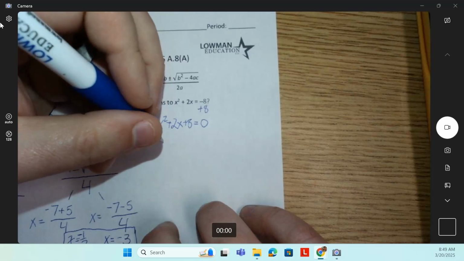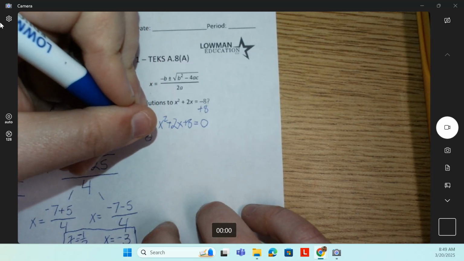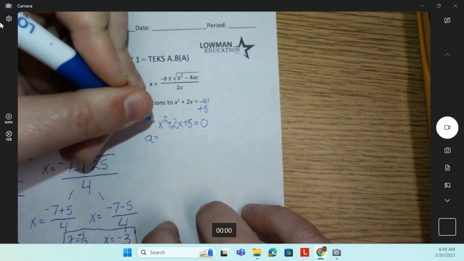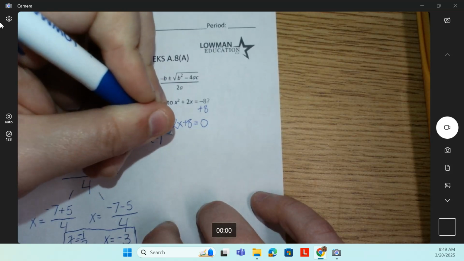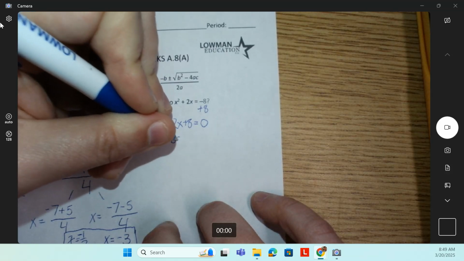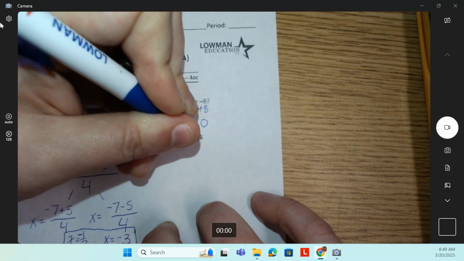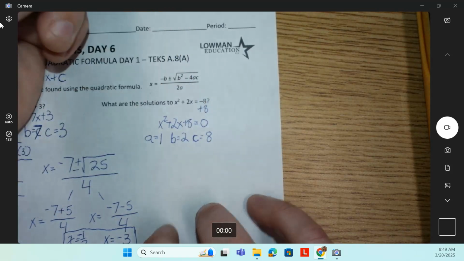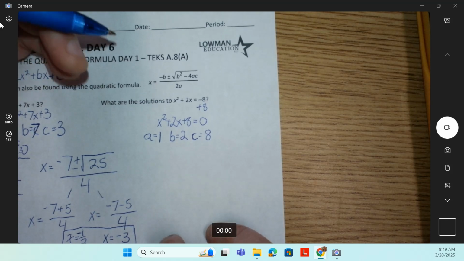And then I can take and get my a, b, and c values. So a is going to equal, when there's no number in front of the x, a is just equal to 1. B is going to equal 2. And c is going to equal 8. And so I'll plug that into my quadratic formula.